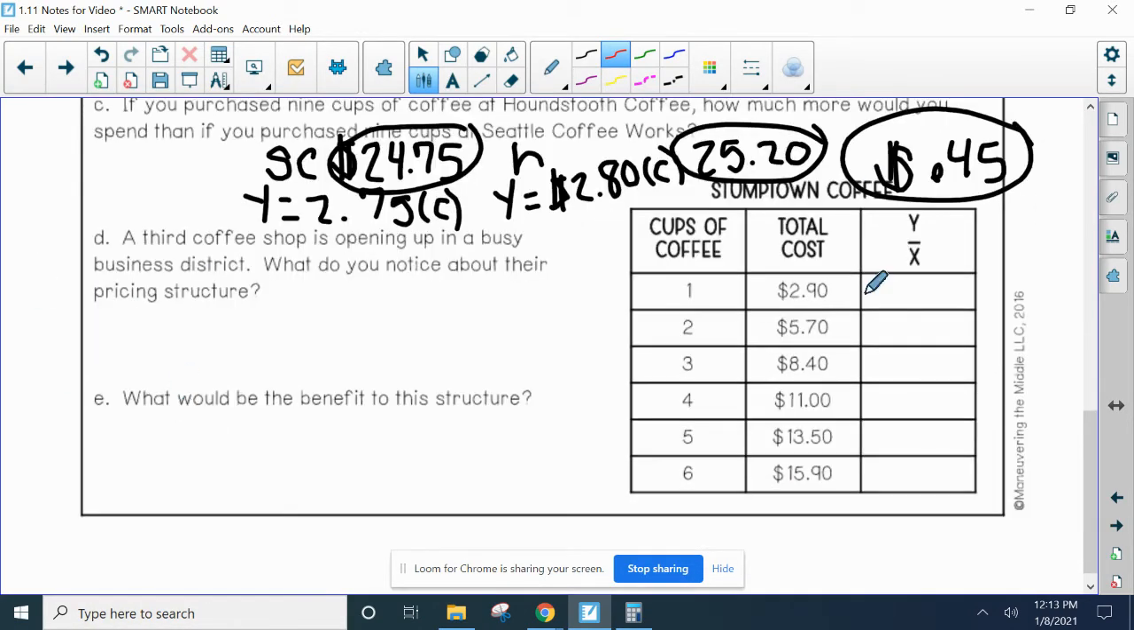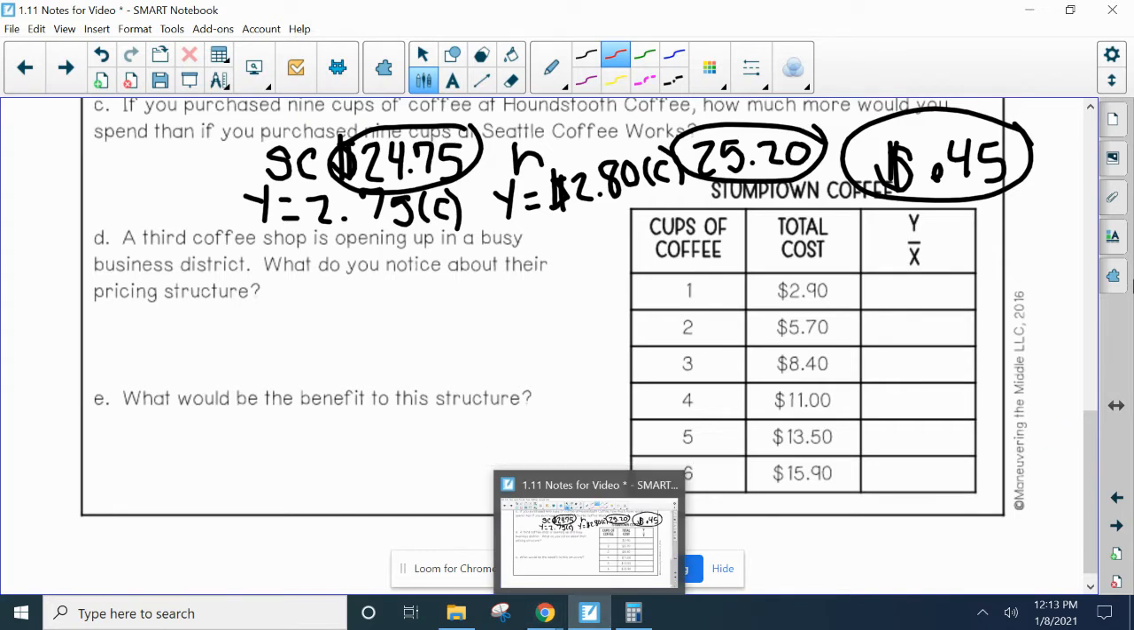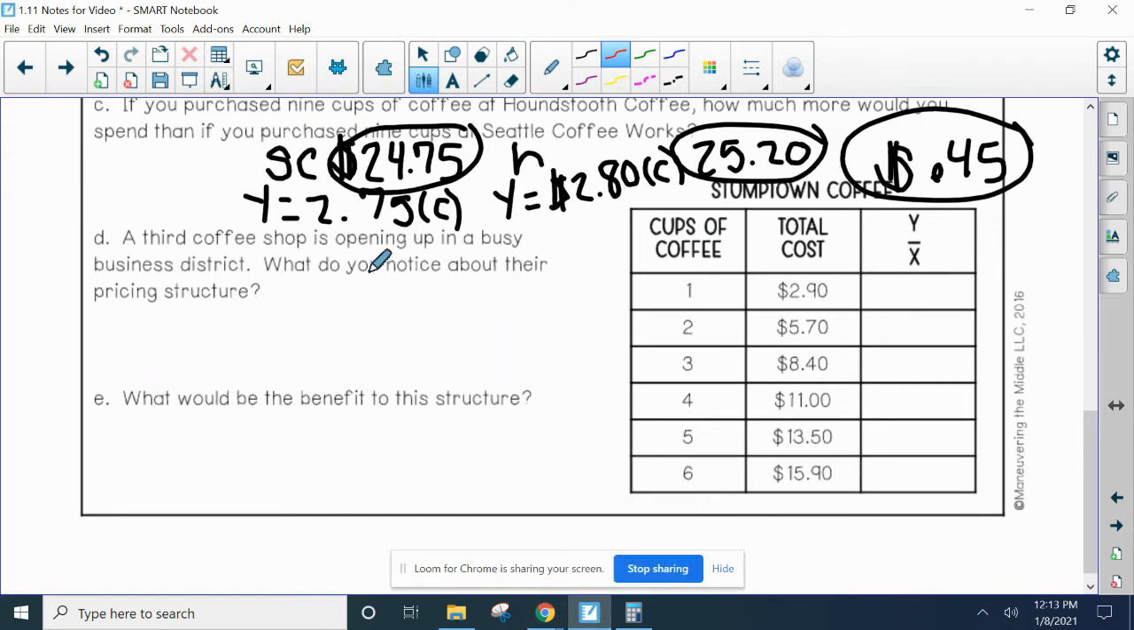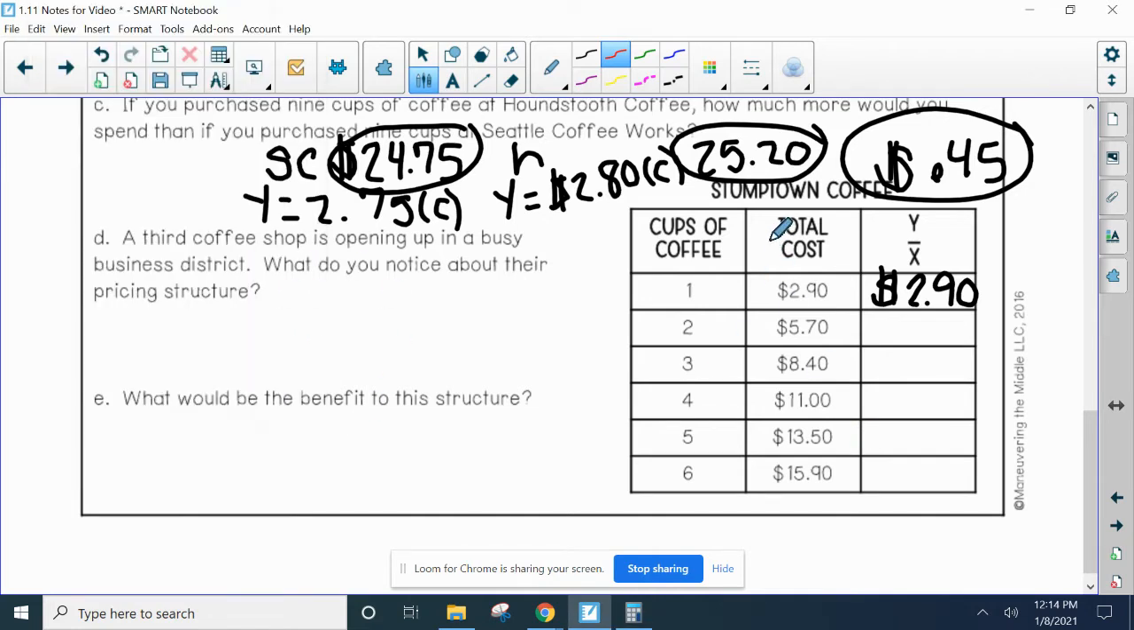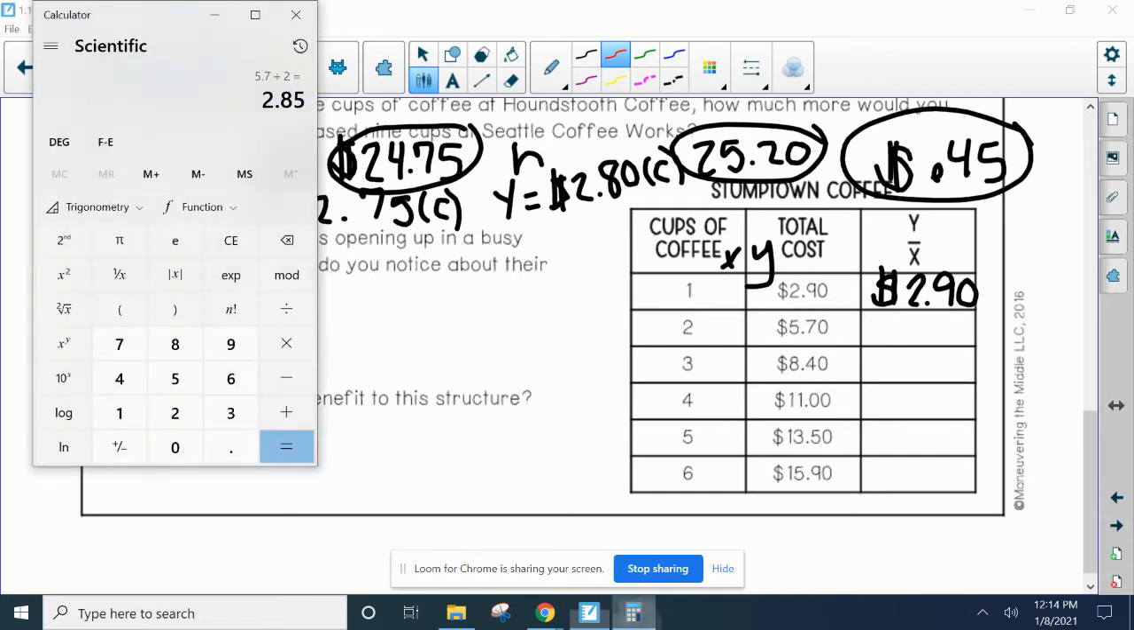All right, so let's go ahead and figure out this last one. It says a third coffee shop is opening up in a busy business district. What do you notice about their pricing structure? Well, $2.90 divided by 1 is $2.90. Now we have to check them because they did not tell us this was proportional. So let's say $5.70 for 2 cups divided by our 2 cups, y over x.